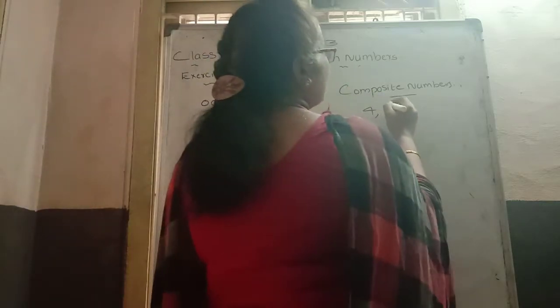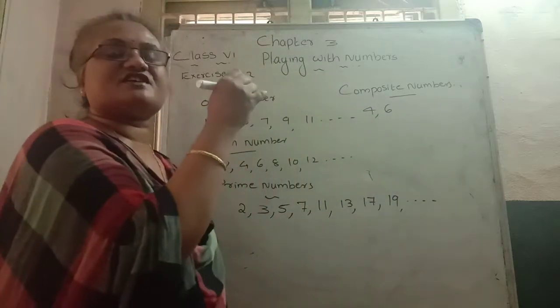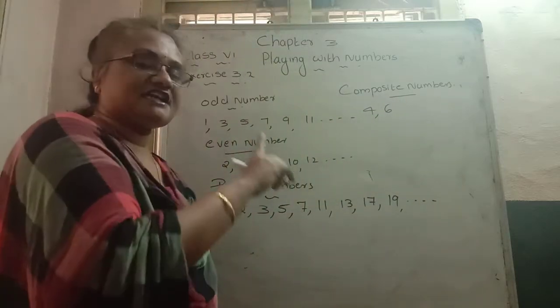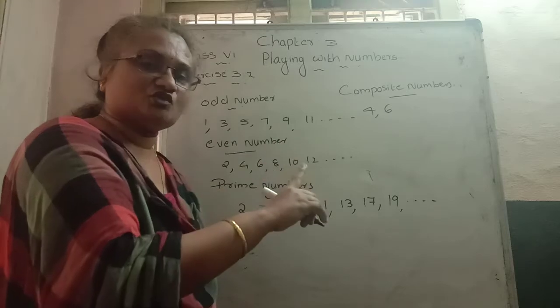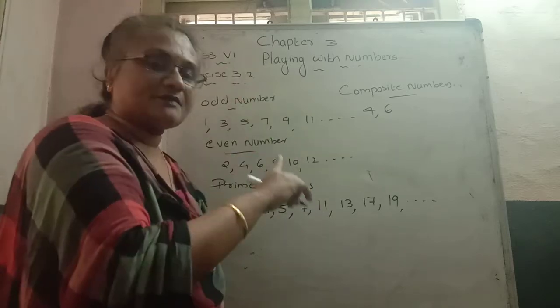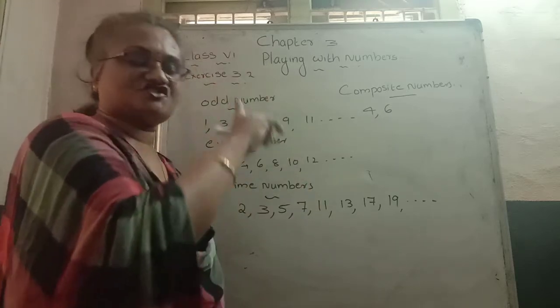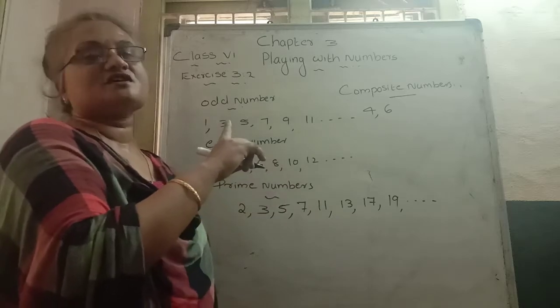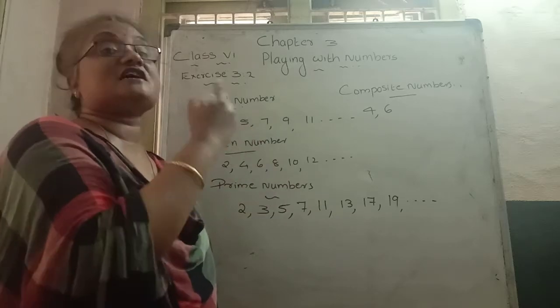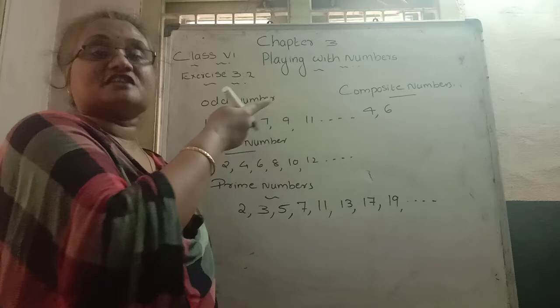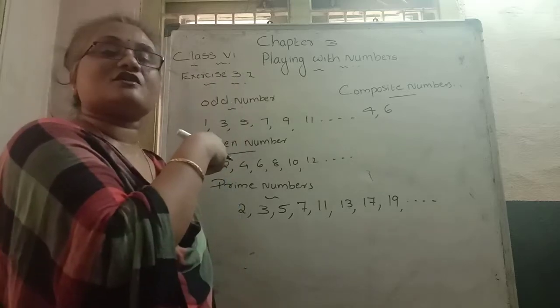The next composite number is 6. In which tables do we get 6 as an answer? 1 table, 2 table (2 threes are 6), 3 table (3 twos are 6), and 6 table (6 into 1 is 6). That's why 6 has more than 2 factors, and we call it a composite.